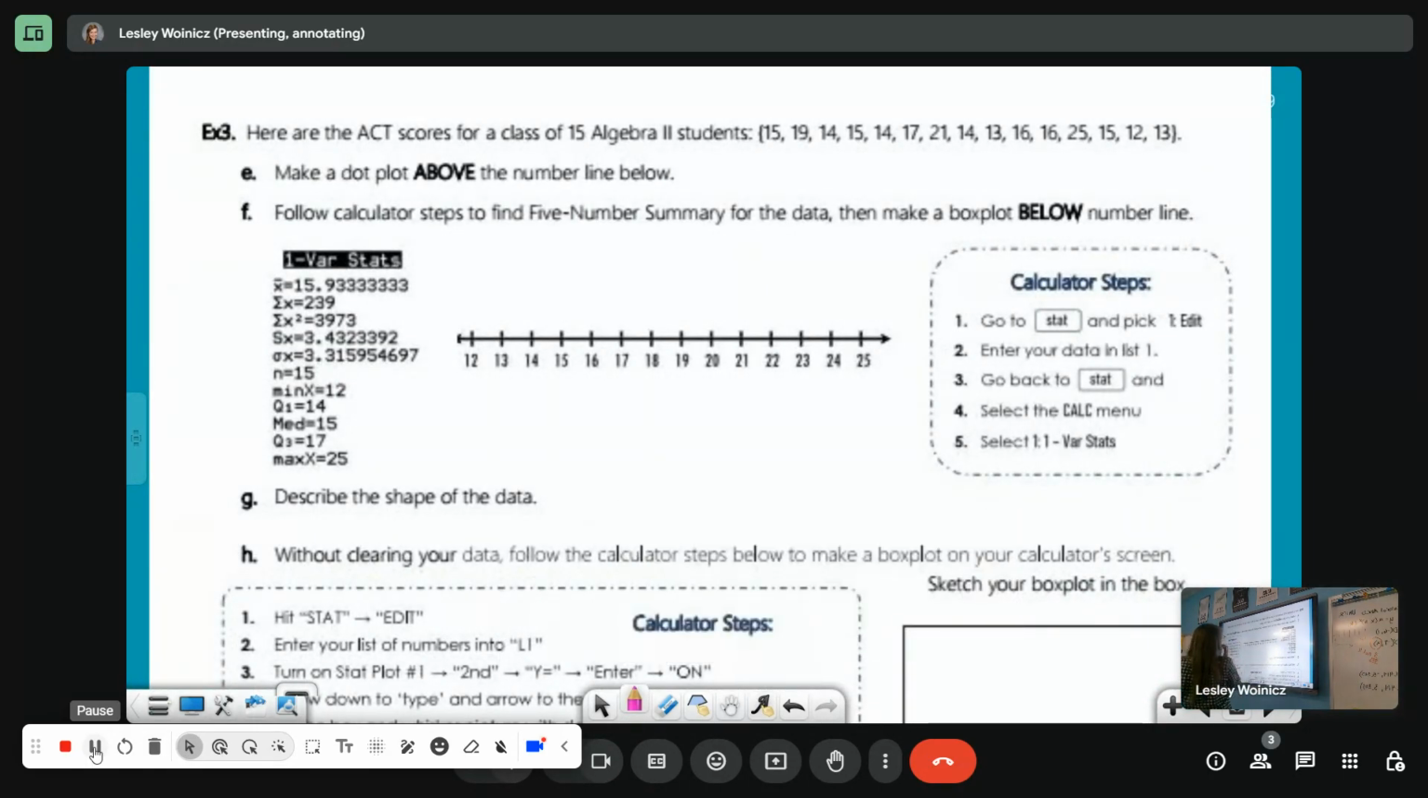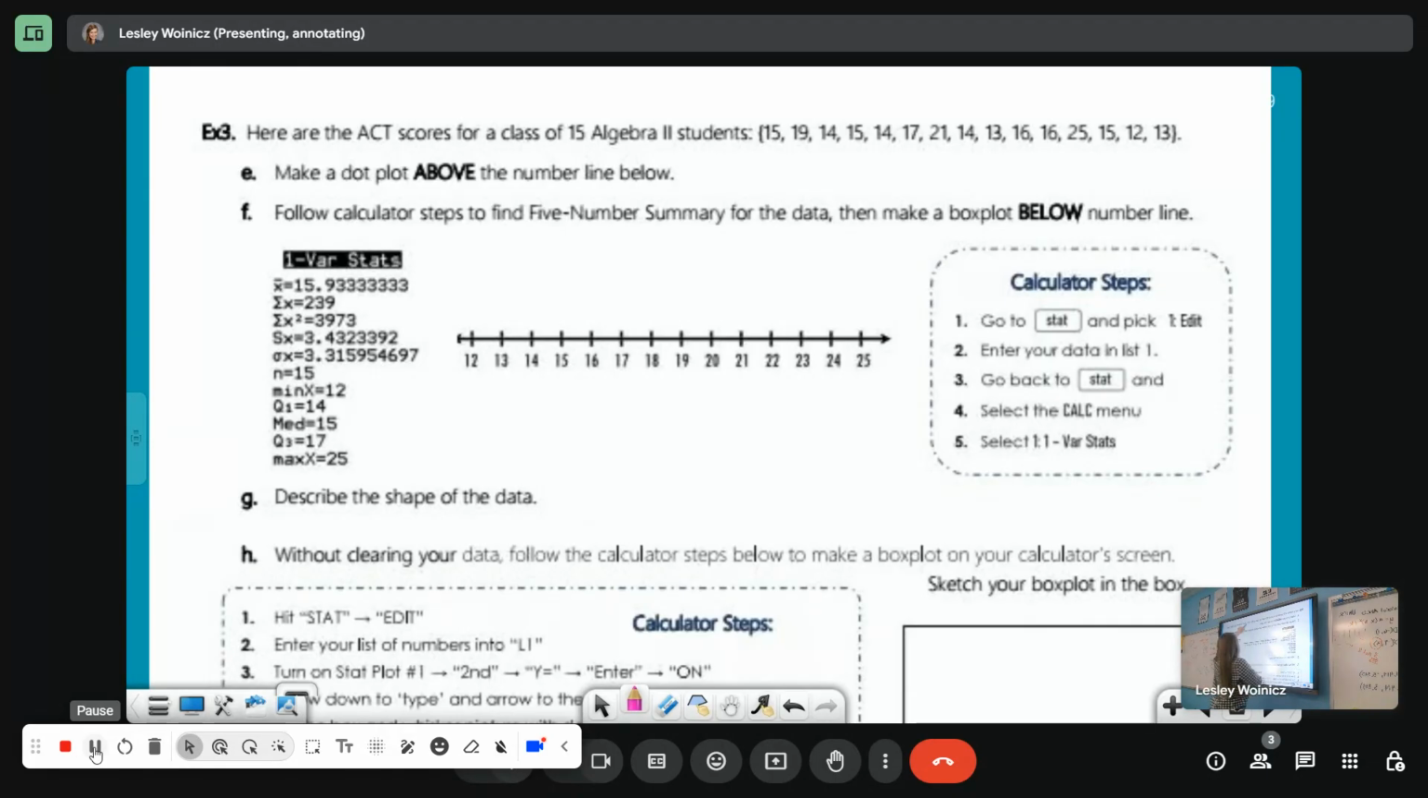All right, here are our ACT scores for a class of 15 Algebra 2 students. Woo-wee. We have to make a dot plot above the number line below. Okay, so we're going to go above. We're going to follow the calculator steps to find the 5-number summary, and then we're going to make a box plot below the number line. Oh, that was clever, Williams. Okay, forgot what I did.